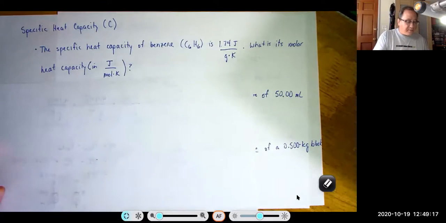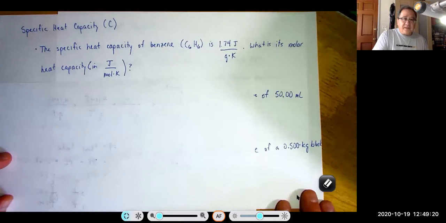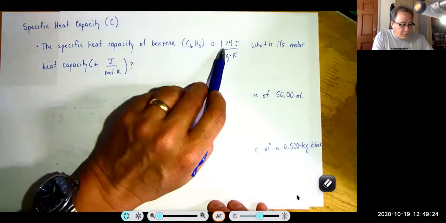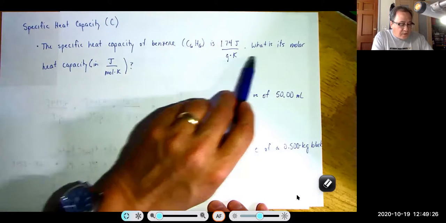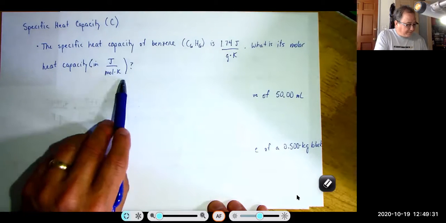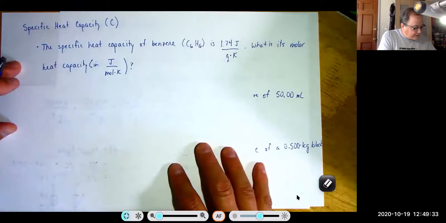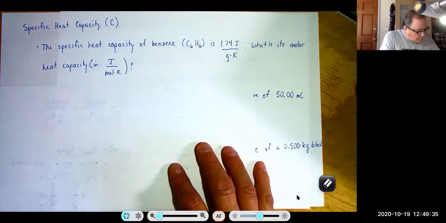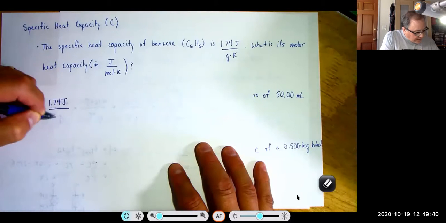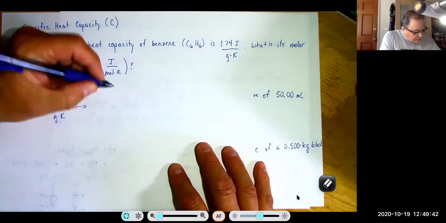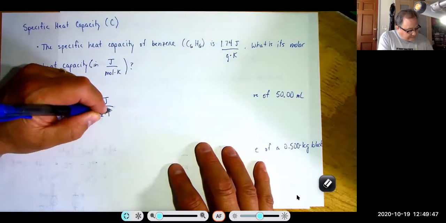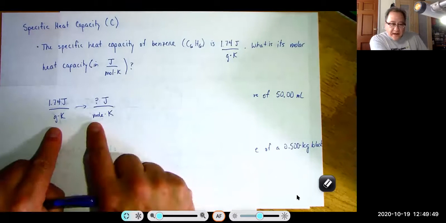Let's take a look at this problem here. The specific heat capacity of benzene is 1.74 joules per gram K. What is its molar heat capacity in joules per mole K? So here, to do this, we need to take the 1.74 joules per gram K and turn that into joules per mole K. So basically, we have to turn grams into moles.